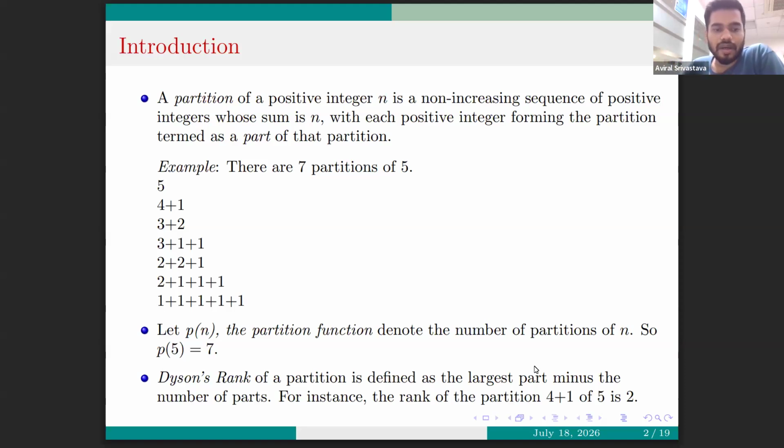Now let me define a well-known object, Dyson's rank. Dyson's rank of a partition is defined as the largest part minus the number of parts. For example, 4 plus 1 is a partition of 5; the number of parts is 2 and 4 is the largest part, so 4 minus 2 is 2, which is the rank of this partition of 5. Dyson's rank played a very instrumental role in proving the first two congruences of Ramanujan for the partition function.